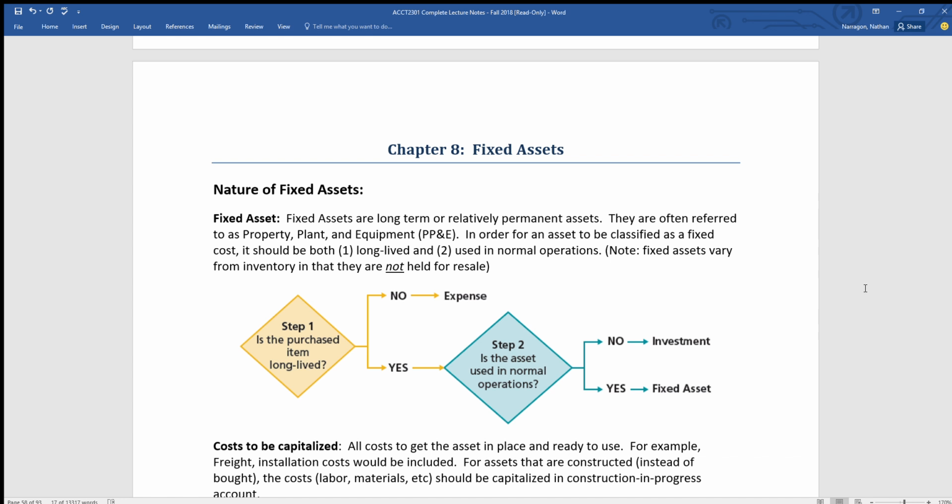Now, chapter 8 is going to bring you our third really big type of asset. In chapter 6, we dealt with cash. In chapter 7, we dealt with accounts receivable. In chapter 8, we now get to deal with actual fixed assets.